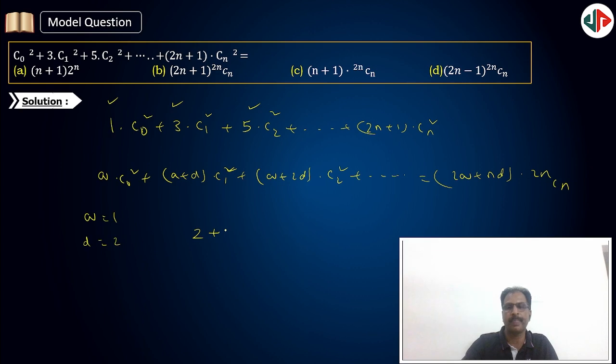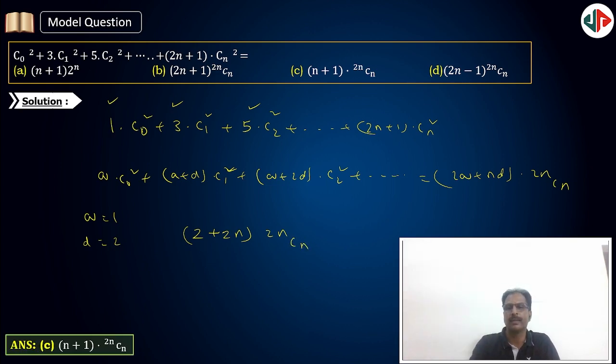So what will be the answer then? (2A plus ND) by 2 into 2nCn. So this is nothing but (n plus 1) into 2nCn. The formula is (2A plus ND) by 2 into 2nCn. Option C.